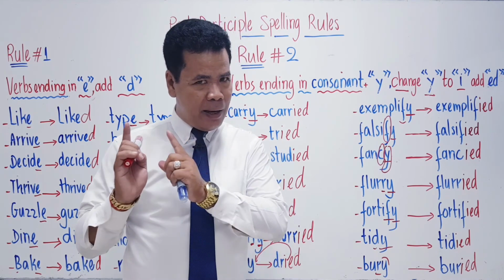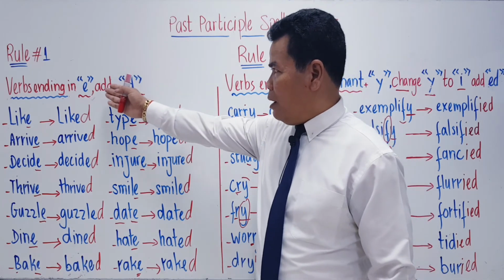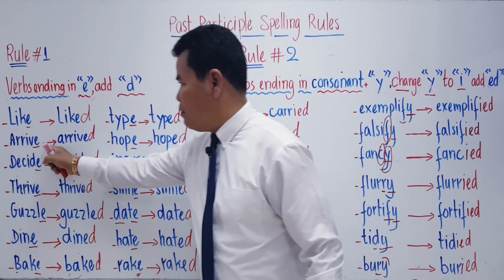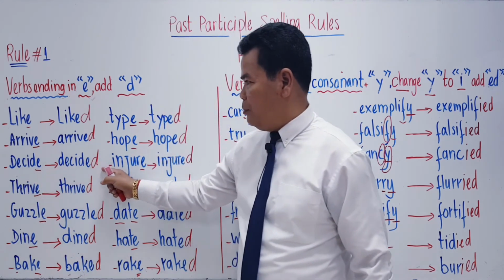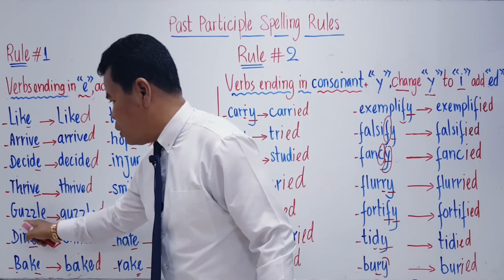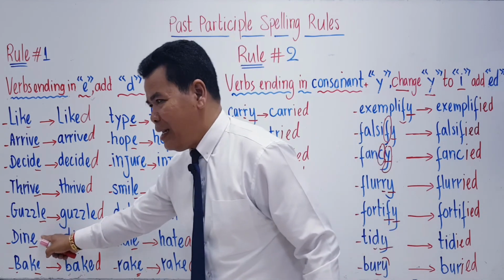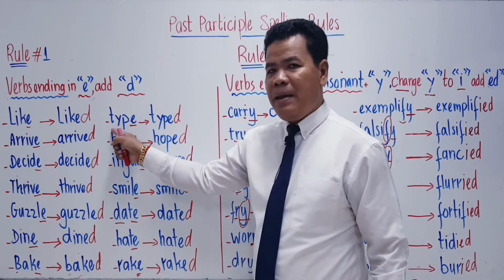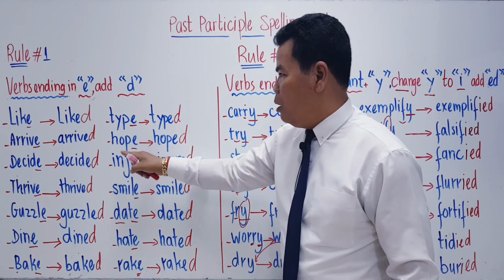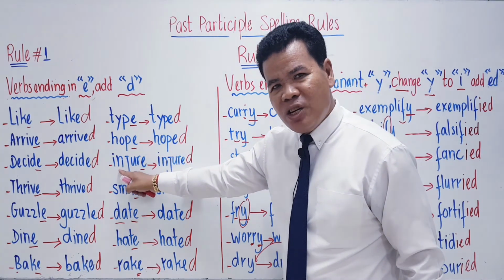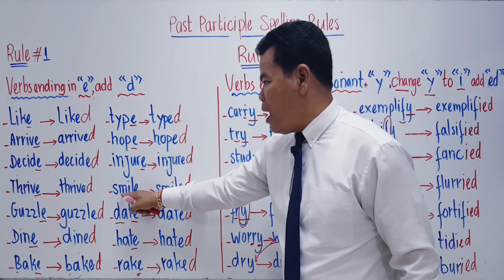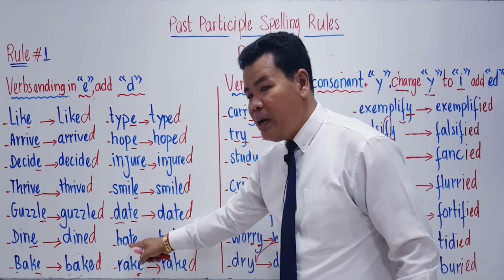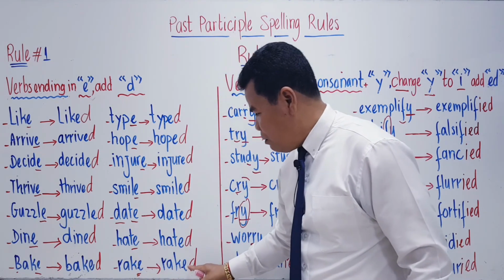Okay? So now let's go back again. This time a little bit faster. Rule number 1. Verbs ending in E, add D. Like, liked. Arrive, arrived. Decide, decided. Thrive, thrived. Guzzle, guzzled. Dine, dined. Bake, baked. Type, typed. Hope, hoped. Injure, injured. Smile, smiled. Date, dated. Hate, hated. Rake, raked.